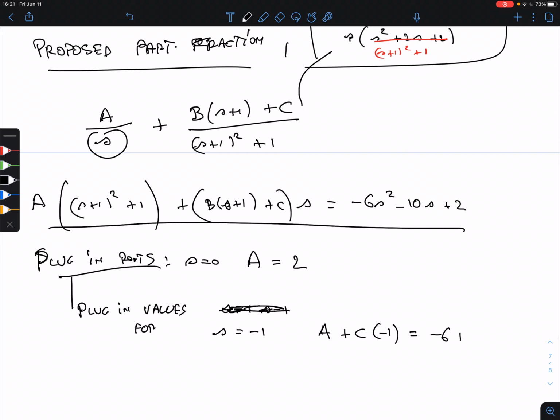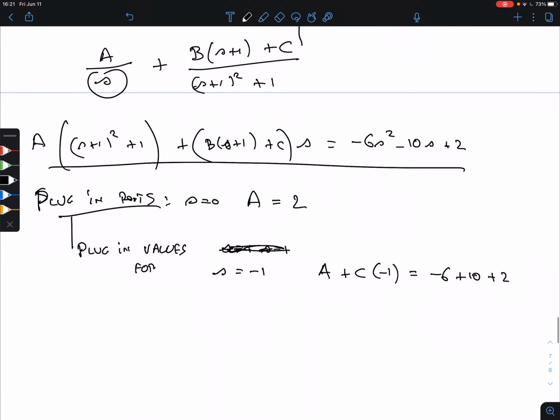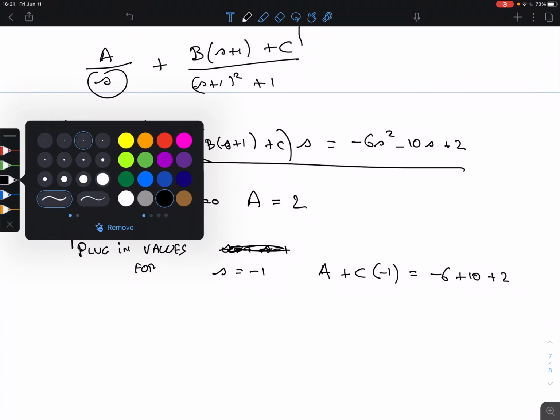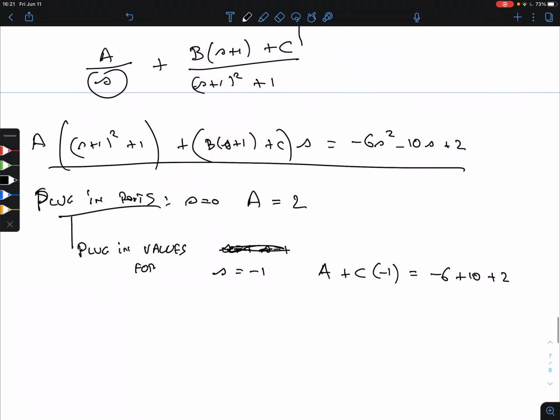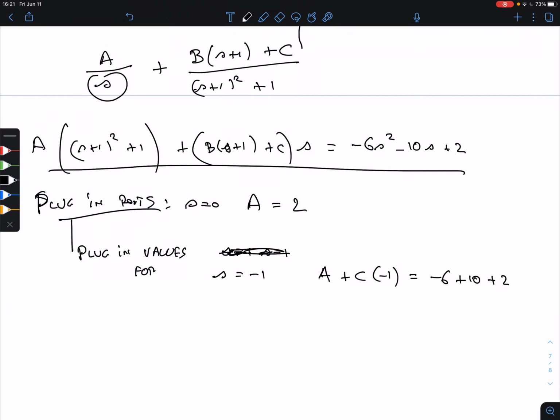Equals minus 6 plus 10 plus 2, right? Minus 1 squared is 1, and then we have minus minus is plus 10. And A is 2, so actually I find C. So plug in values, but the first value that you plug in is the center.